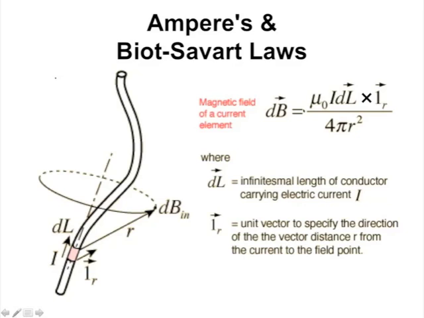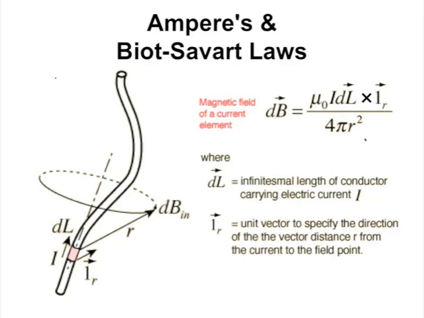Then there's the magnetic permeability of free space, mu zero, divided by 4 pi, divided by the distance r squared. So magnetic fields also fall off by r squared, just like gravity. That's how magnetic fields are a potential field. That's the relationship between current and magnetic field.